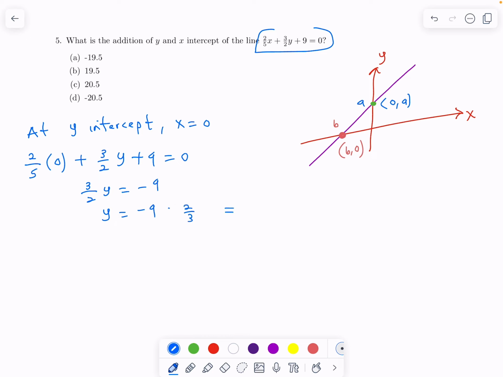And this is just going to be negative 6, because 9 divided by 3 is 3, and 3 times 2 is 6. So this is just going to be negative 6.